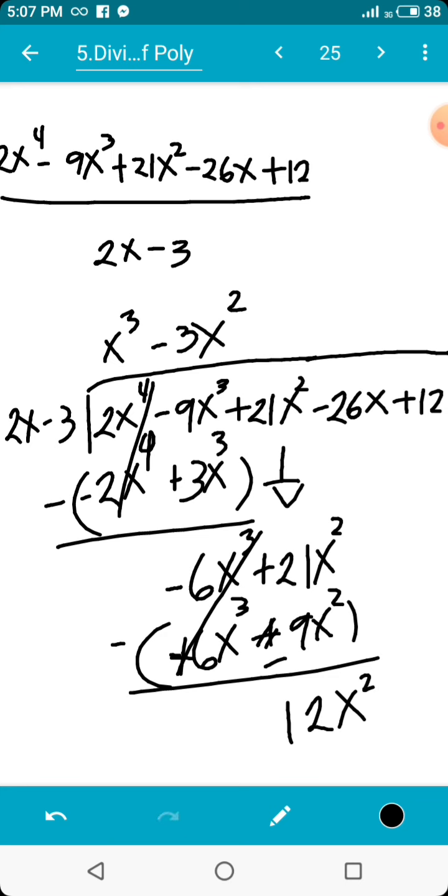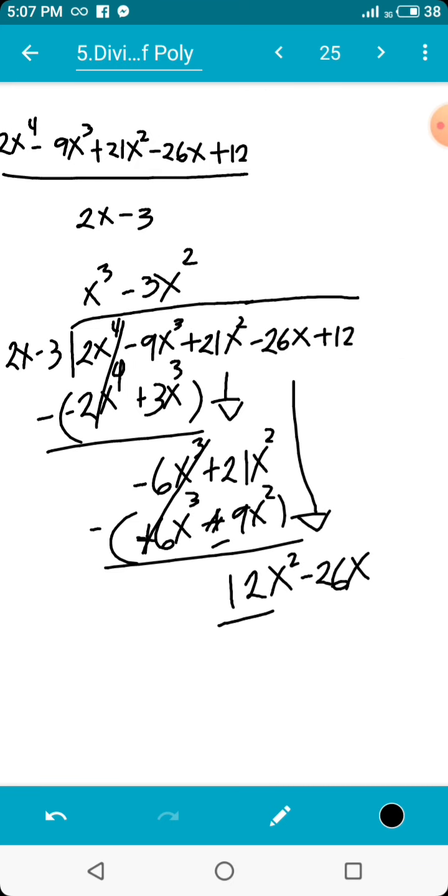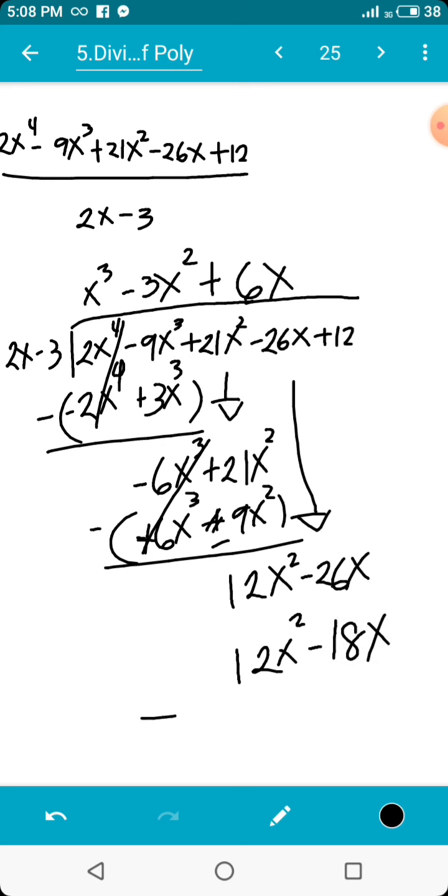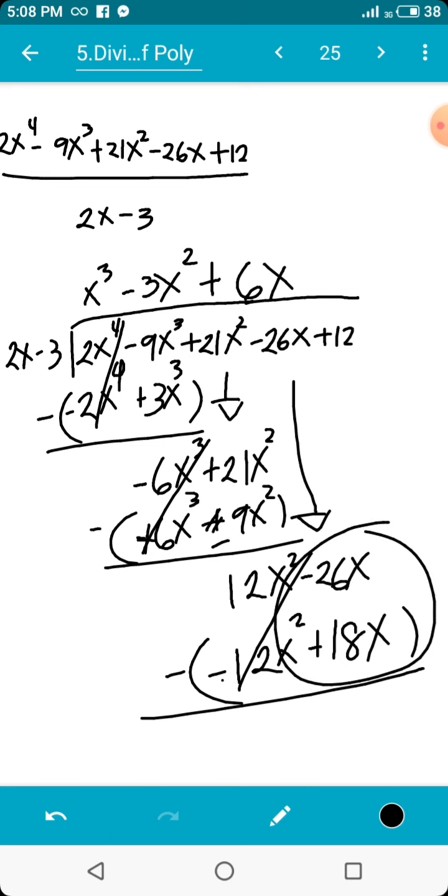And then bring down yung negative 26x. Okay? And then divide natin yung 12x squared sa 2x. So that is positive 6x. Okay? And then multiply natin siya, both. So we have 12x squared and then negative 18x. Then minus. So mag-iiba yung sign. So we have positive and negative 12x squared. So canceled. And then we have negative 26x and positive 18x.